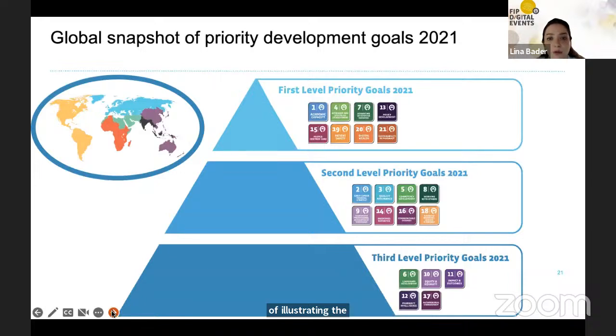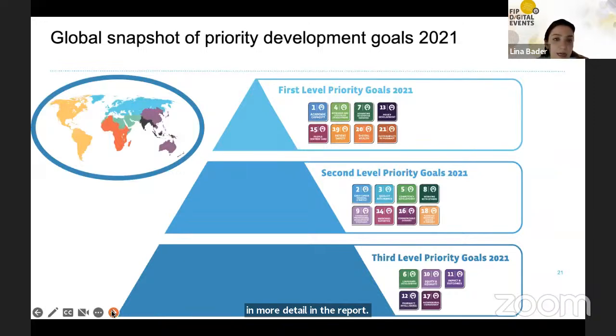So you see the most commonly identified goals across the world are the first level priority goals. Number 1, academic capacity. Number 4, advanced and specialist development. Number 7, advancing integrated services. 13, policy development. 15, people-centered care. 19, patient safety, not surprisingly. 20, digital health, and 21, sustainability in pharmacy. And you can view the rest in more detail in the report.